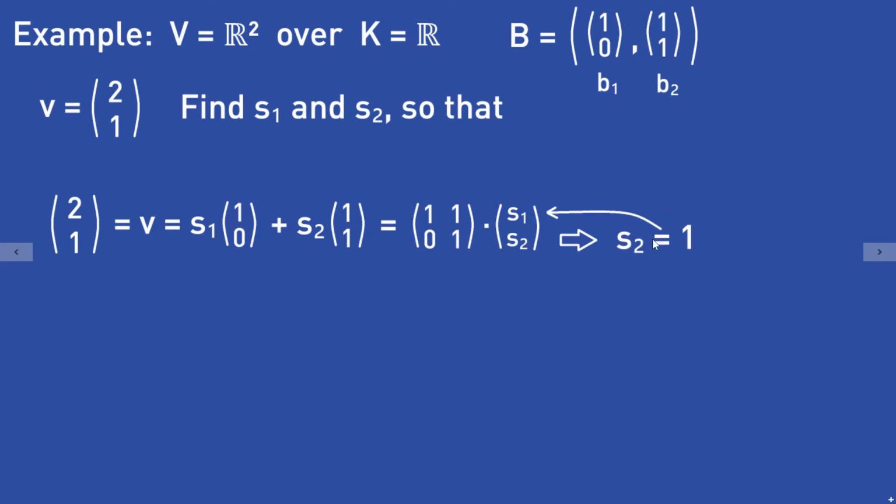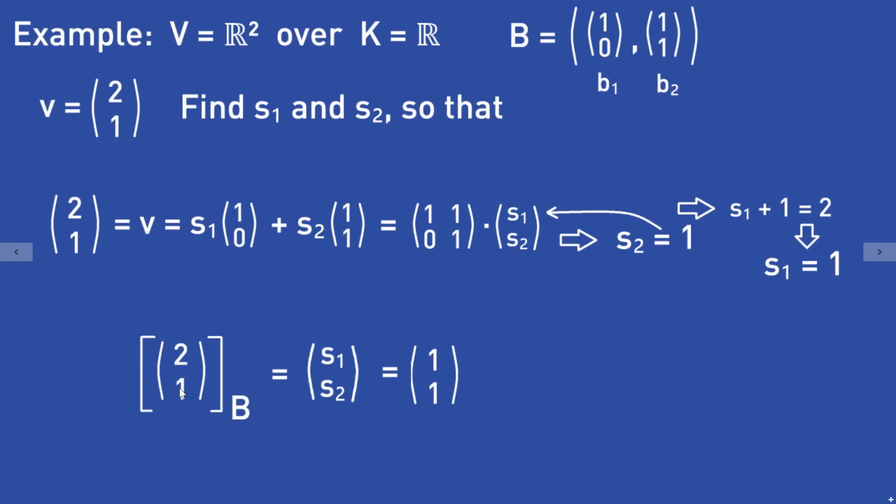Now we can insert this here in the first line and get that s1 plus 1 has to be equal to 2. From this we get that s1 is equal to 1. So in the end we get that s1 has to be equal to 1 and s2 is equal to 1, 2. So the coordinate vector of the vector (2, 1) with respect to the basis B, so this basis here, is the vector (s1, s2), and this is equal to (1, 1). So this here is the coordinate vector of the vector (2, 1) with respect to the basis B.